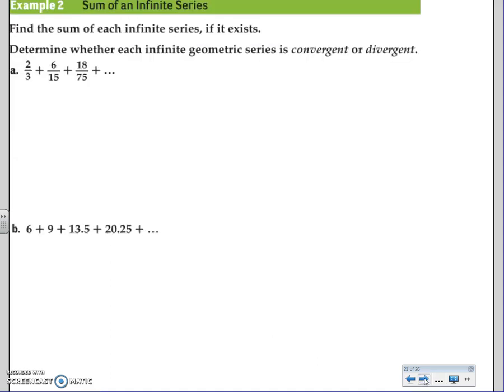Find the sum if it exists. Determine whether each infinite geometric series is convergent or divergent. Again, it's all about r. To find r, I do the second term divided by the first term. When you divide fraction by fraction, I'm going to write this the normal way, divided by 2 over 3. We change division to multiplication by flipping the second fraction, times 3 over 2.